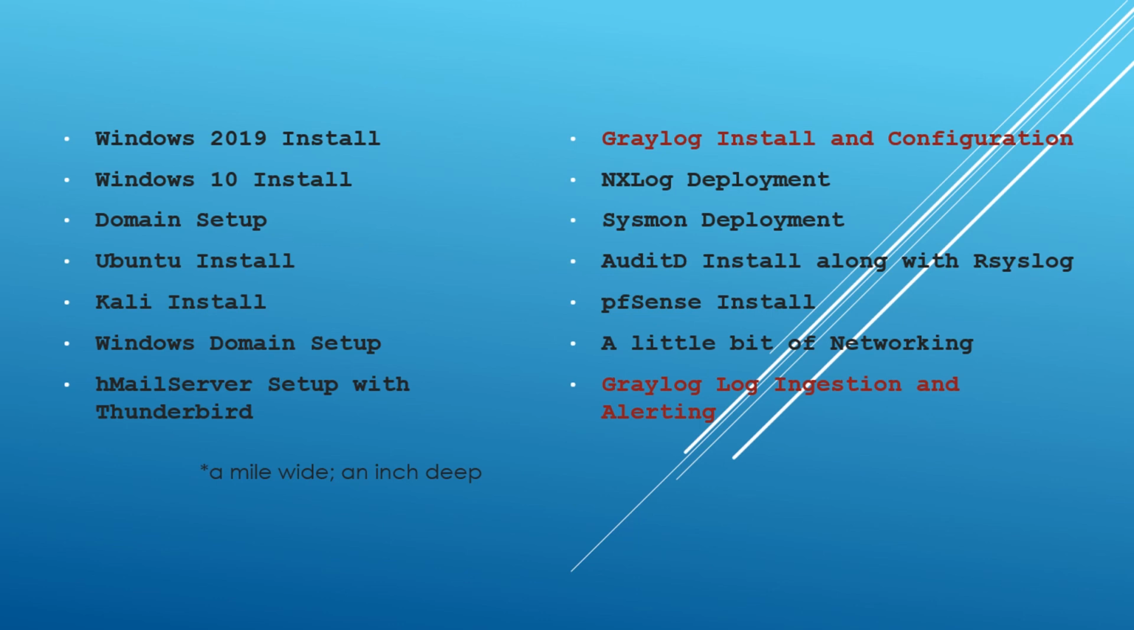We did a 2019 install, Windows 10 installations, domain setup, Ubuntu install, Kali install, some Windows domain setup, hMailServer setup with Thunderbird as the mail client, Graylog installation and configuration, NXLog deployment to collect the logs off the Windows systems, Sysmon deployment to get more granular Windows event log information. We did AuditD on our Ubuntu installation along with our Syslog setup and configuration, a pfSense installation for the firewall, a little bit of networking along the way, and Graylog log ingestion and alerting.